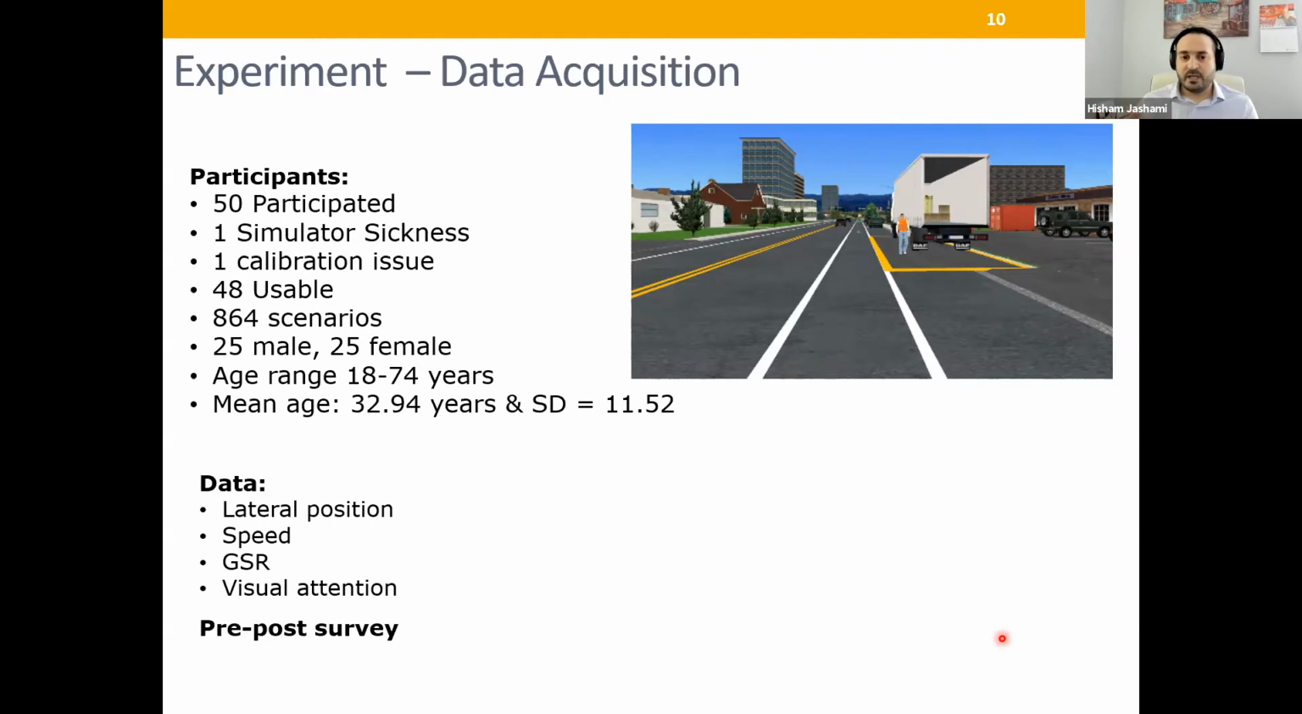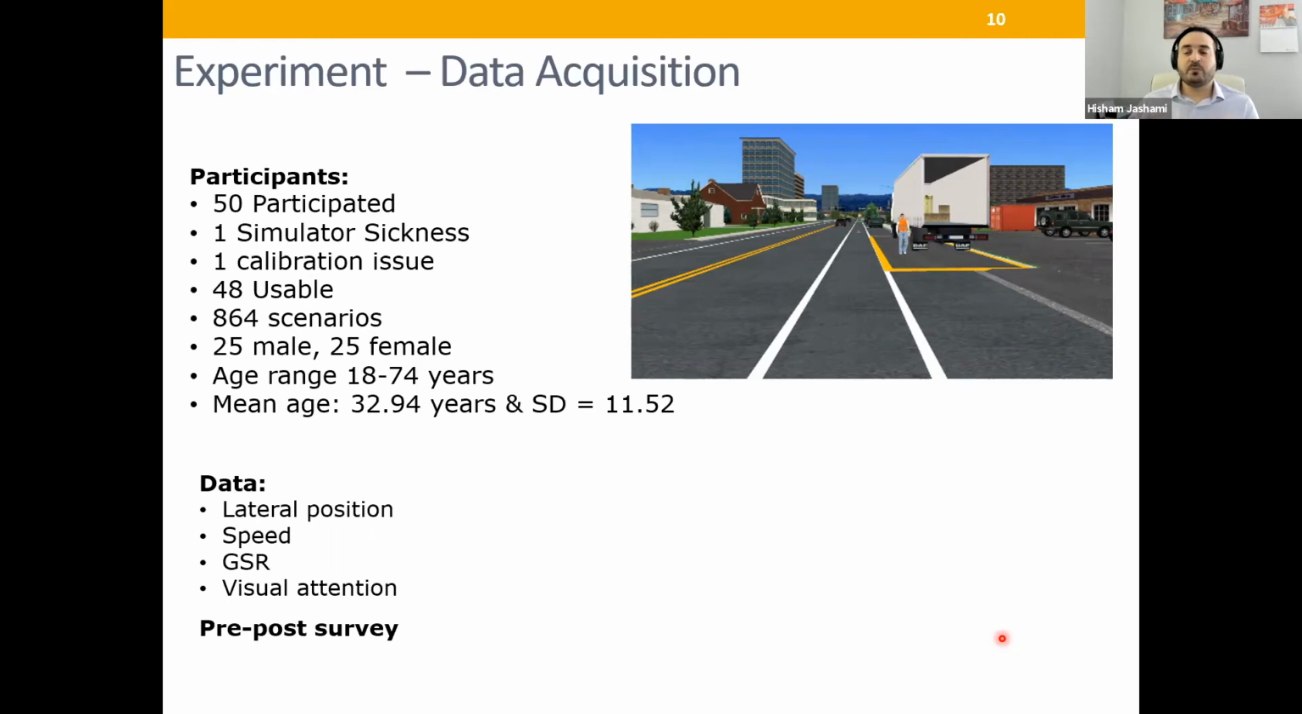We have a single calibration issue. And so in total, 48 of those subjects generated a full set of usable data, which resulted in about 900 scenarios. So yeah, 864 exactly. If you multiply 48 by 18, you would get that number.